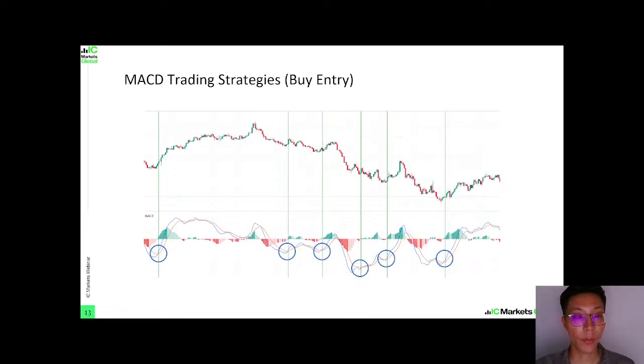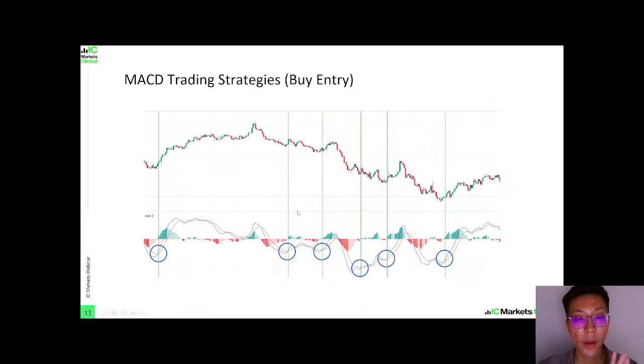So the next thing is MACD trading strategies. What about buy entries? Buy entries mean the MACD line, which is the blue line, crosses over the signal line, which is the orange line. Then we are looking at the histogram as well. We can see that it's green, right? All these green bars mean we are looking for buys. So you can see right here we have 1, 2, 3, 4, 5, 6 entries as well.